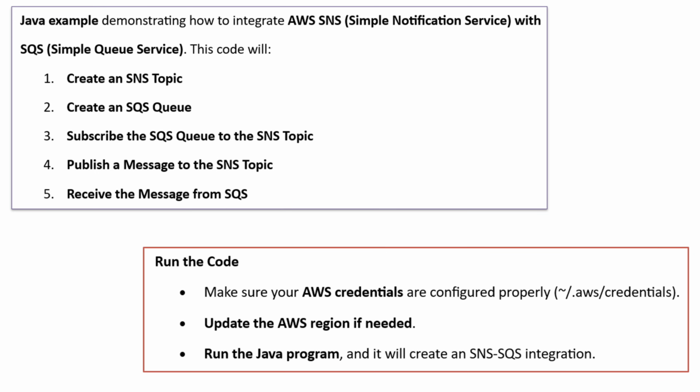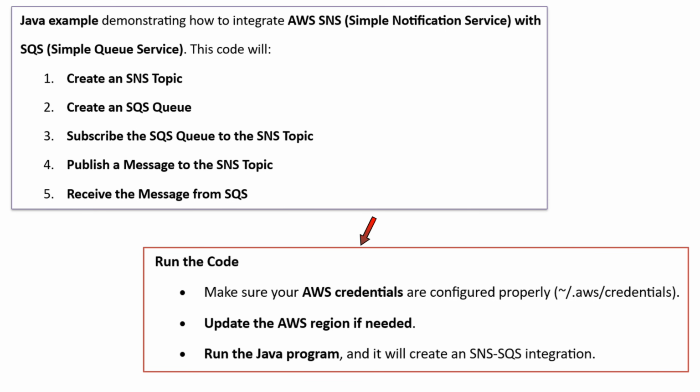We will write the Java code which will create the SNS topic, then create the SQS queue, then subscribe the SQS queue to the SNS topic, then publish the message to the SNS topic, then receive the message from the SQS.